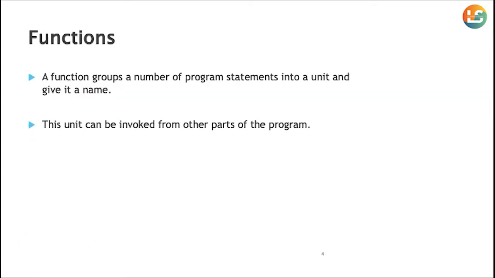A function groups a number of program statements into a unit and gives it a name. This unit can be invoked from other parts of the program. So a function is nothing else but grouping some instructions into one place, into a unit, and giving it a name. For example, in our program we have different functionalities like addition, subtraction, multiplication, division. We can put these into different functions, like addition into an addition function, subtraction into a subtraction function, and so on. Then we can call or invoke these functions from different parts of the program whenever and wherever it is required.